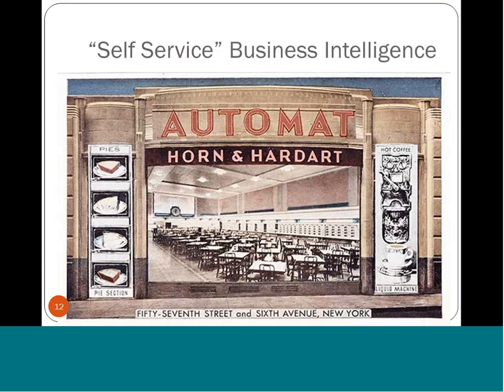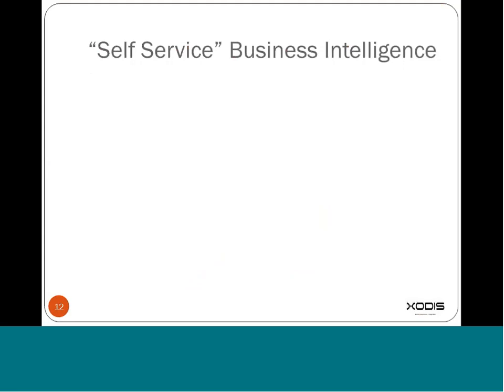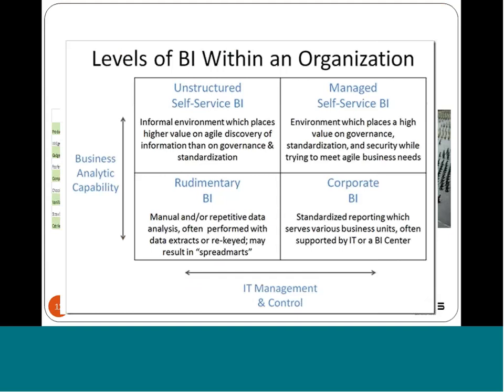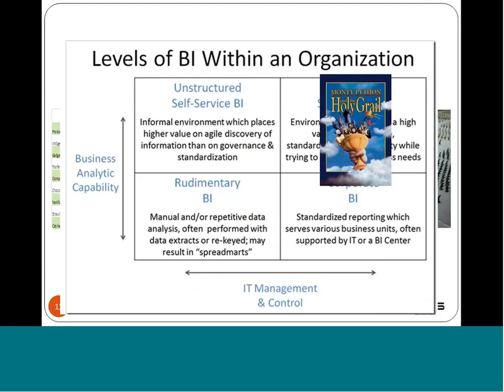Well, the most current trend, as I said, is self-service BI. So Horn and Hardart is dating me pretty significantly. They haven't been around for a while, but they were a self-service restaurant. So instead of having a report produced by an army from the IT department, this is the desirable, again, the quadrant, the upper right's always where you want to go. The managed self-service BI is the holy grail, or is it Monty Python's holy grail?